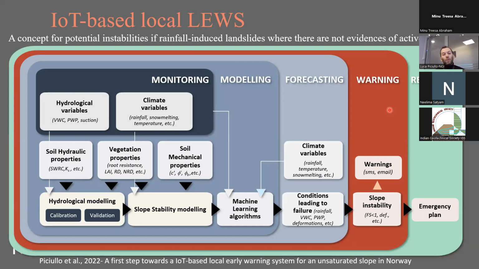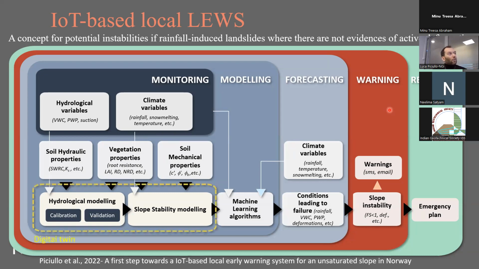Then we need to have a model. So we need to use this monitoring data in some way. Plus, we need to have input soil hydraulic properties. We need to know them. We need to know vegetation properties, if any, and soil parameters. Then we can build our hydrological model. We can do a calibration and validation. So basically, we can back calculate what we are monitoring to prove that our model is somehow reliable.